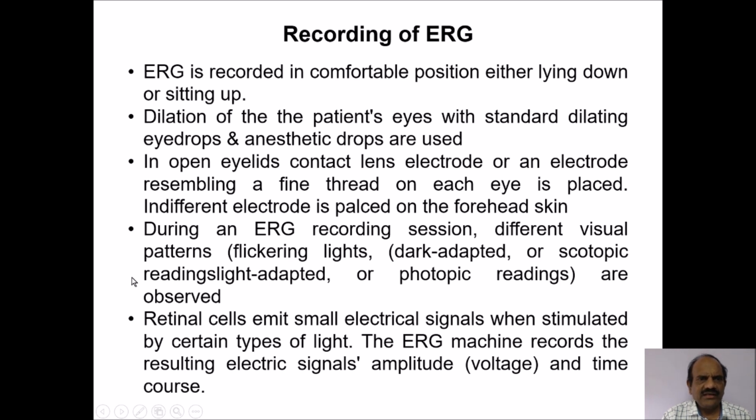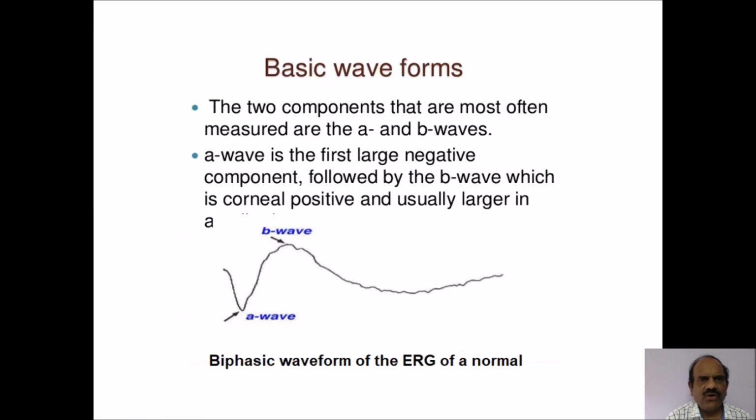During an ERG recording session, different visual patterns such as flickering lights, dark adapted or scotopic readings, and light adapted or photopic readings are observed. Retinal cells emit small electrical signals when stimulated by certain types of light. The ERG machine records the resulting electrical signals, amplitude, that is voltage, and time course. Now this is the basic waveform which is observed.